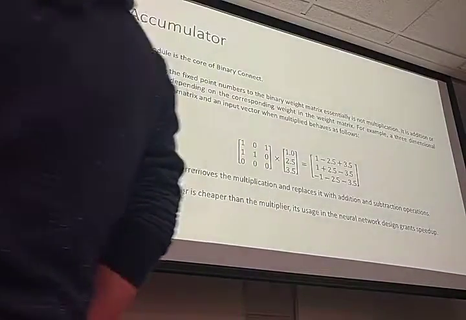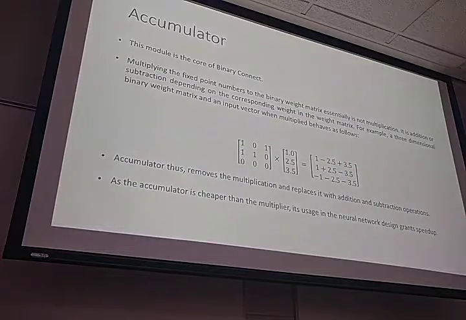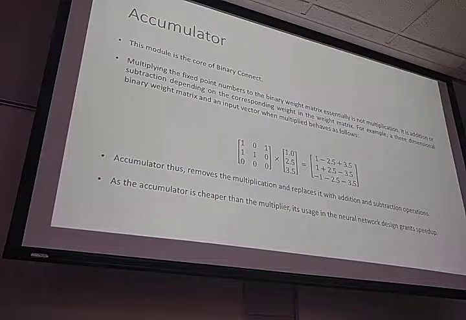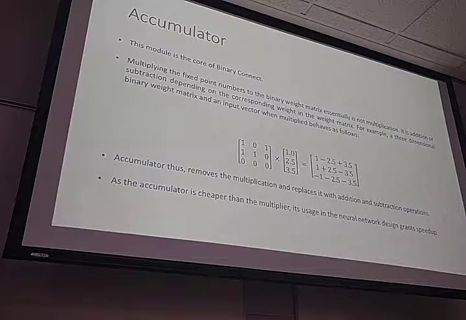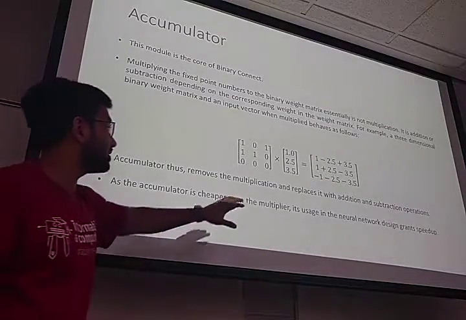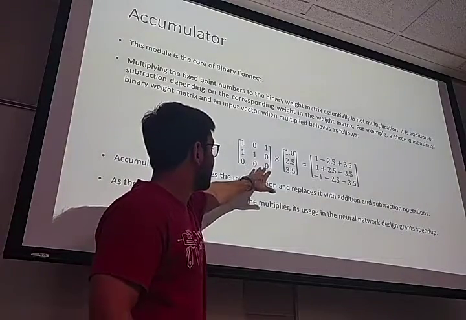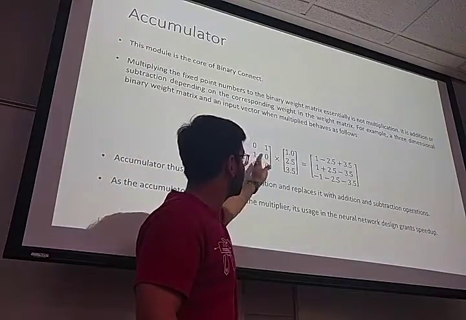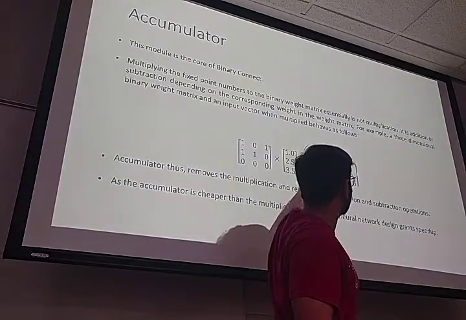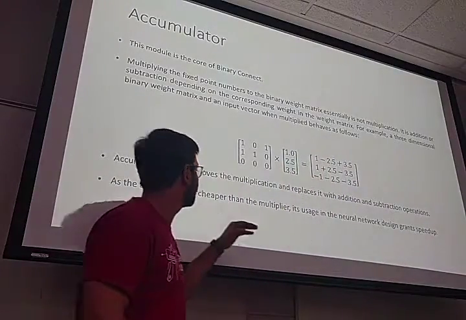For the accumulator, basically every neural network needs a multiplication and accumulation operation. For binary connect, since we have the vector as fixed point and the matrix as binary, we kind of need just an adder. So algebraically this is a multiplication operation, but it comes down to just simple additions and subtractions for each index of the vector.